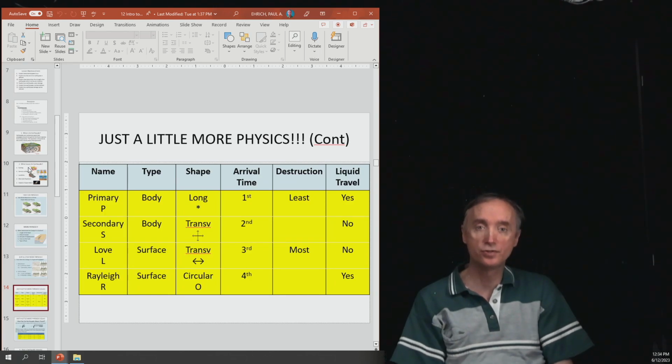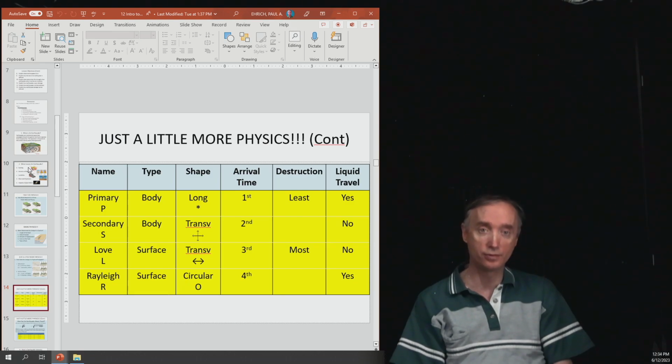And the first ones to arrive, very important, is going to be the P waves. And then the S waves are going to be the second ones to arrive. Another thing is which kind of wave causes the most amount of destruction. So that's going to be the L waves, the Love waves.